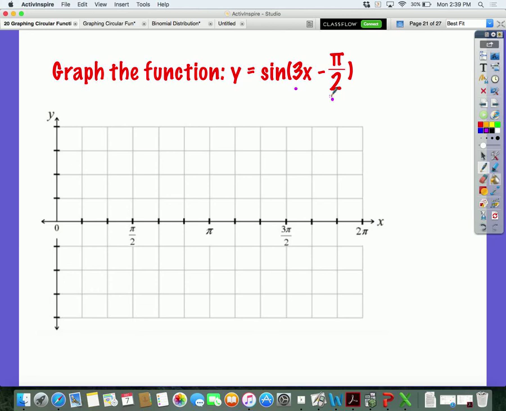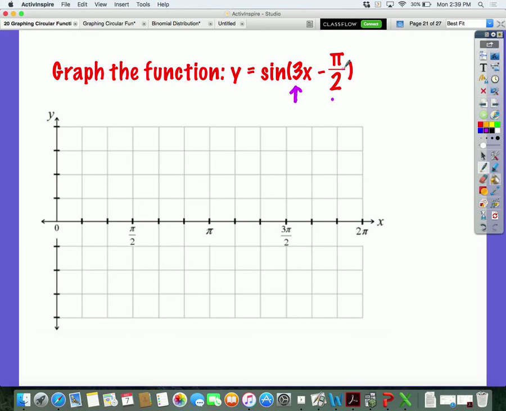Raise your hand if you want to split it up. Okay. So this is how we're going to split it. We're going to adjust the period first, and then we're going to move it. Because this 3 messes with my period, and then of course that pi over 6, the part that involves the c, moves it left and right. Okay? So we're going to split it.